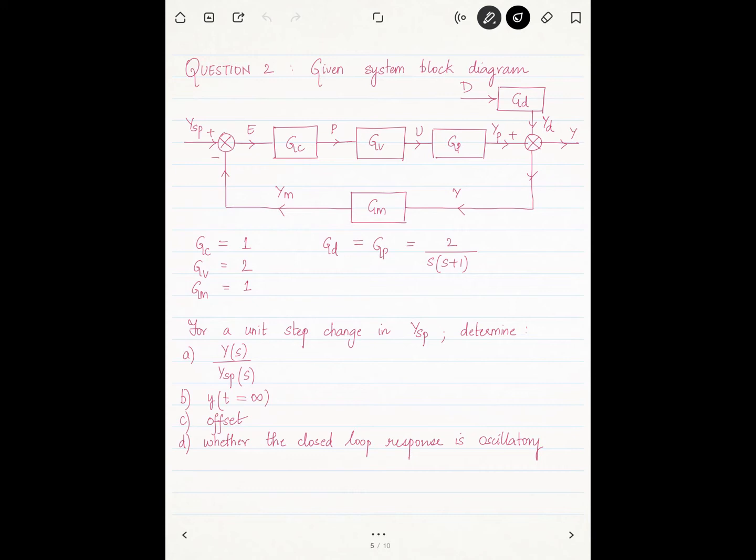And for a unit step change in YSP, that is the set point, we are asked to determine the closed loop transfer function firstly, Y over YSP. We are also asked to determine the response when time t equals infinity, or when t tends to infinity. We are asked to find the offset and whether or not the closed loop response is oscillatory.